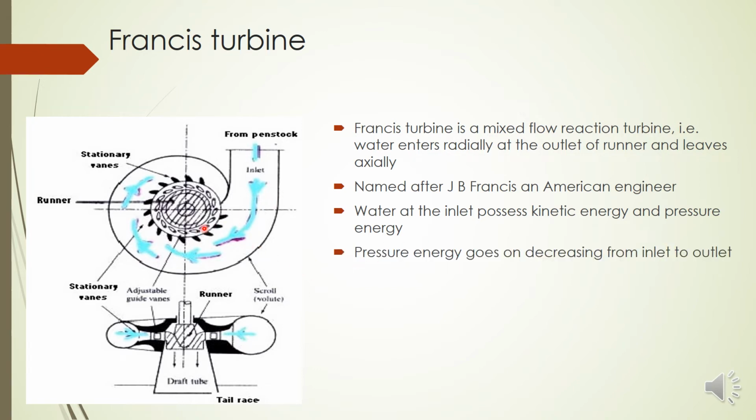Pressure energy will decrease from inlet to outlet. So the inlet pressure will be high, at the inlet of the turbine the pressure will be very high. But when we go to the outlet, it will decrease and kinetic energy will be more. They are used for medium head and medium discharge applications. So head will be between 45 to 250 meters only.